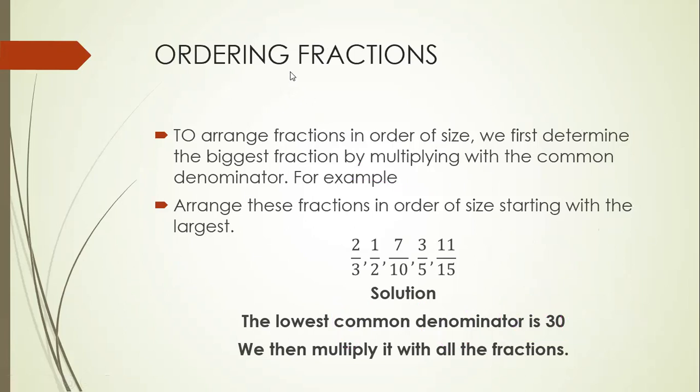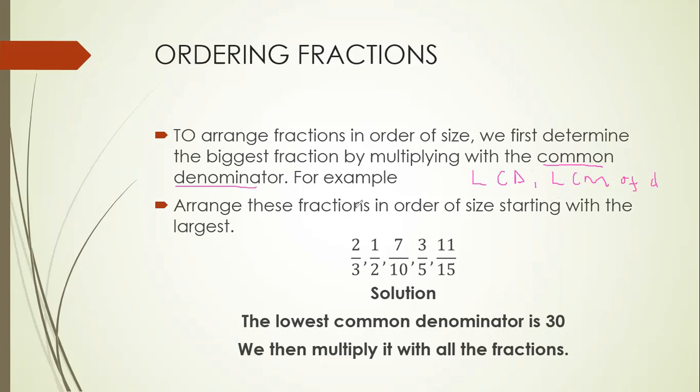If we are arranging fractions in the order of size, for example, starting from the smallest to the biggest, what we call ascending order, or from the biggest to the smallest, what we call descending order, we first look for the common denominator, or what we sometimes call the lowest common denominator. Sometimes we call it the lowest common multiple of the denominators.